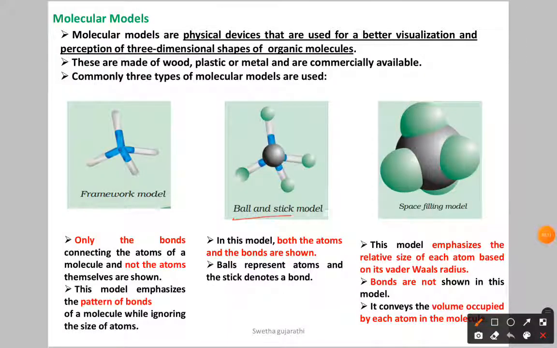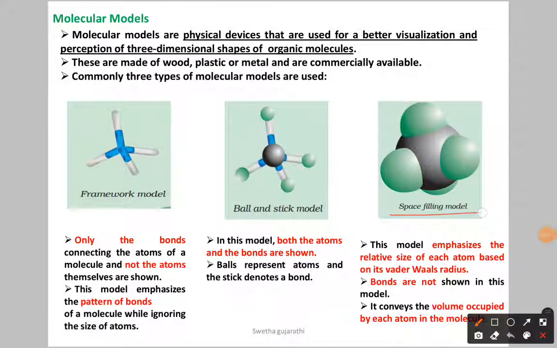Next we have the ball and stick model. In this model both the atoms and bonds are shown. So what do these balls indicate? Atoms. And what do the sticks indicate? Bonds. So the ball represents the atom and the sticks denote the bonds. So you can come to know that the bonds and atoms are both together in the ball and stick model.